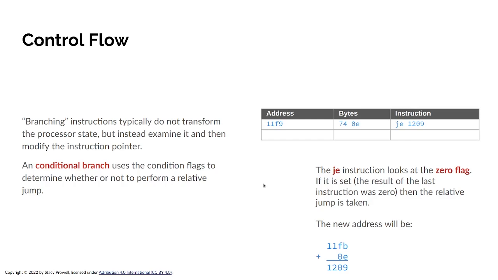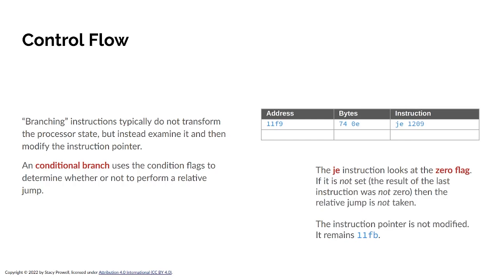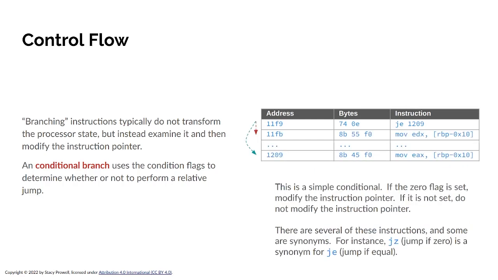What if the zero flag is not set? If the zero flag is not set, we don't modify RIP, which is already pointing to 11FB, and so the next instruction is the next linear instruction. And so that looks like this. Right? So if the zero flag is not set, we go here. If it is set, we come down here. And this is just a simple conditional. And you'll notice here we have dashed lines. It's a common practice to use dashed lines for conditional jumps and solid lines for unconditional jumps. Not everybody does this, but a lot of tools will do that.